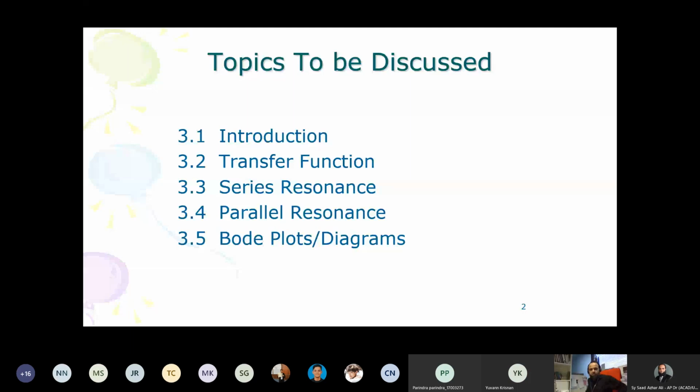Today, once again, we'll be discussing the transfer function of frequency domain circuits, series resonance, parallel resonance, and Bode plots. I don't think we'll be able to cover Bode plots today, so we will go until 3.4. At the end of this session, we will be able to understand what is resonance, what is the transfer function, and what are filters.